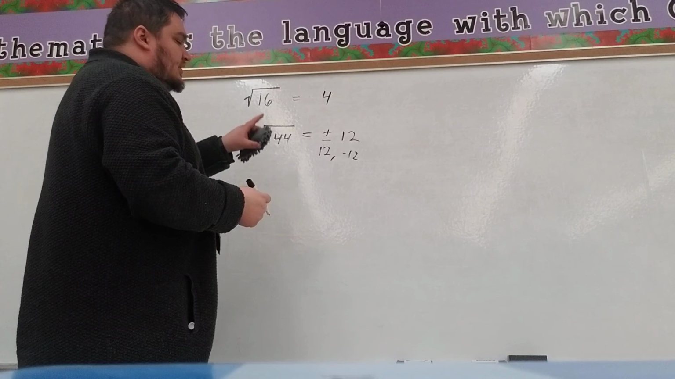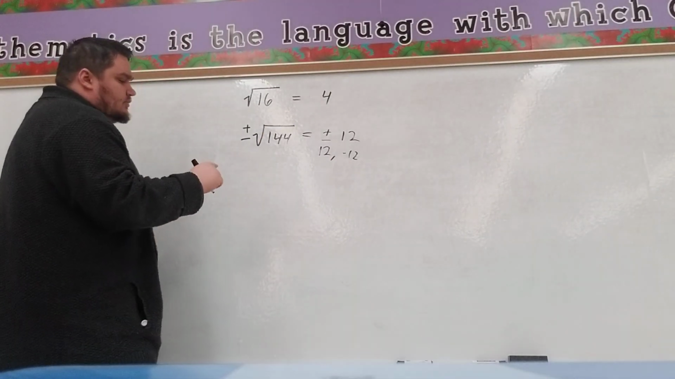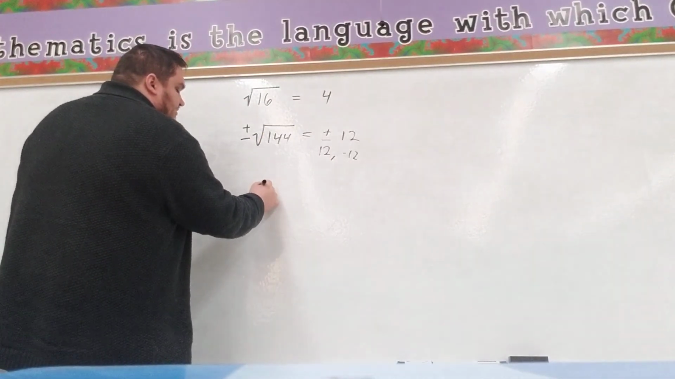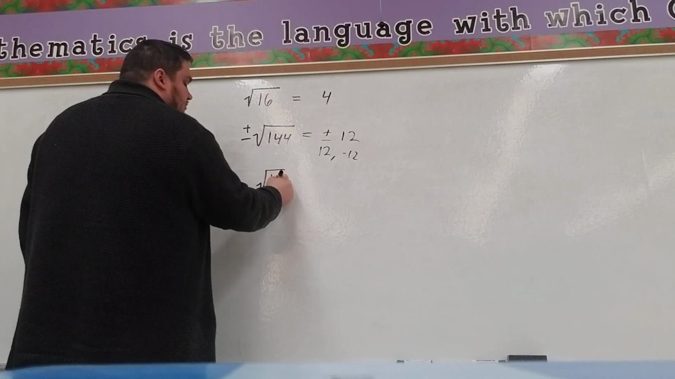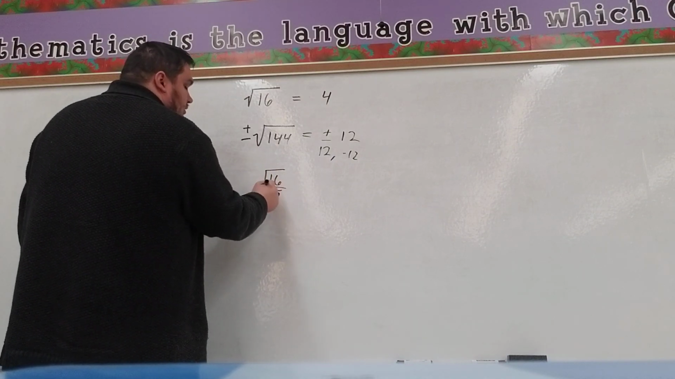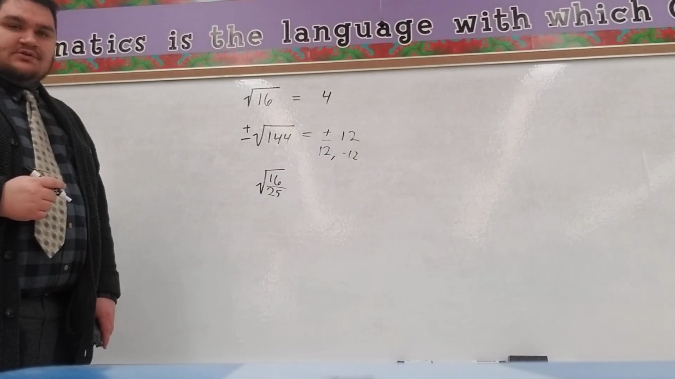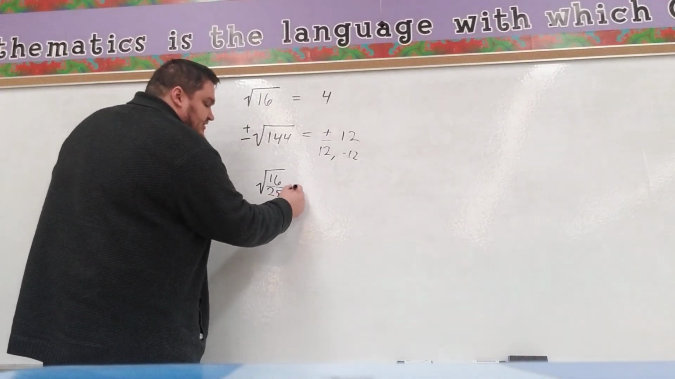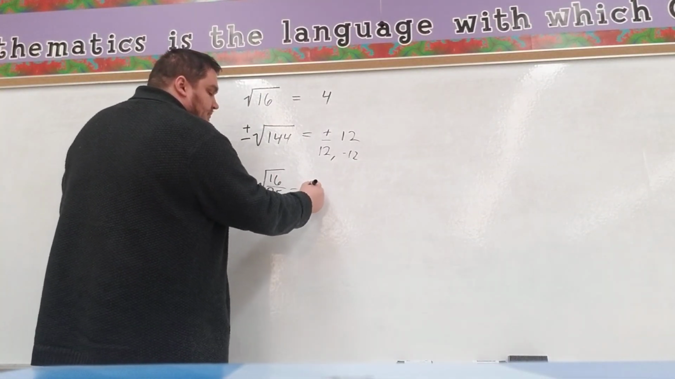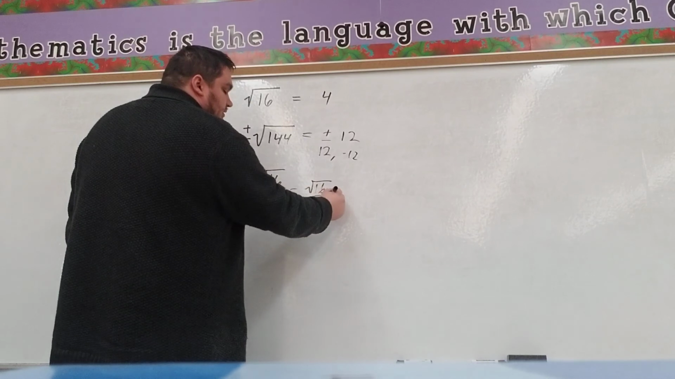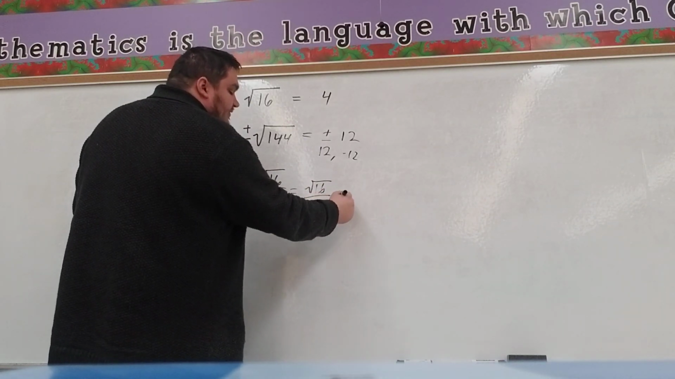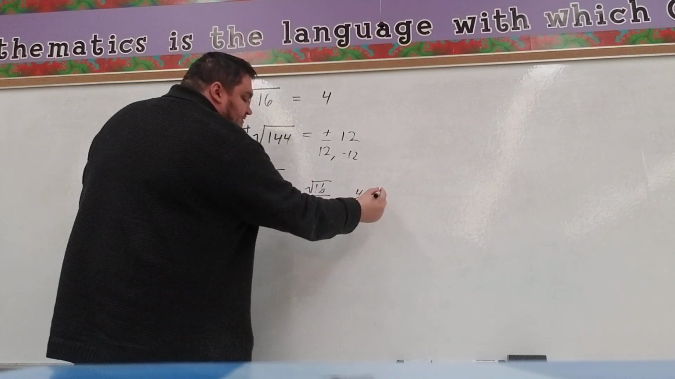One more thing in 7.1, we can also have fractions. We can have fractions inside square roots. Now the way to think about this is just split it up. The square root of 16 over the square root of 25, so that'd be 4/5.